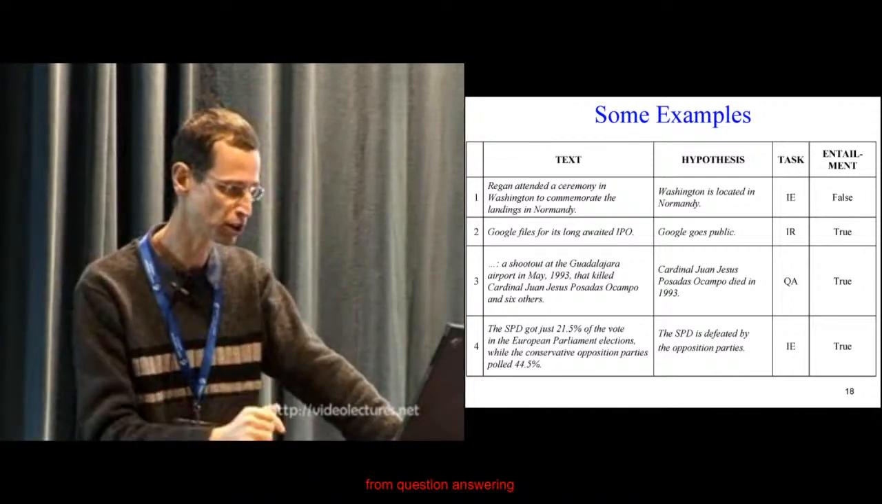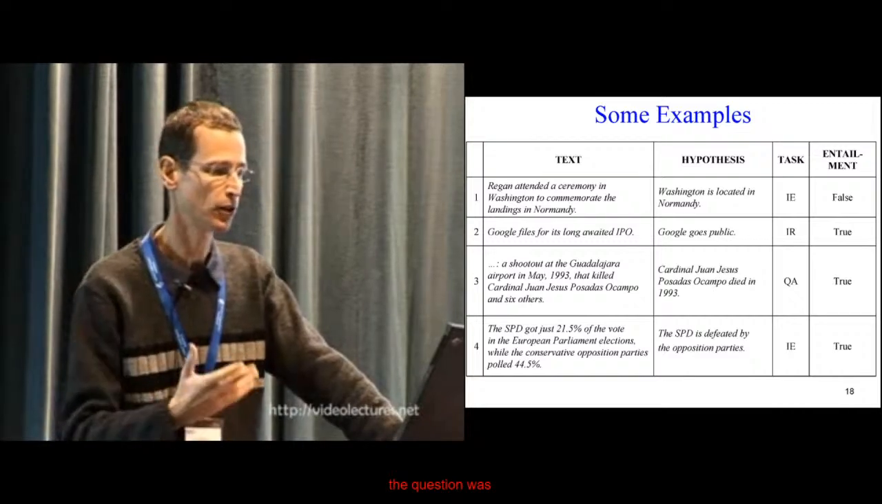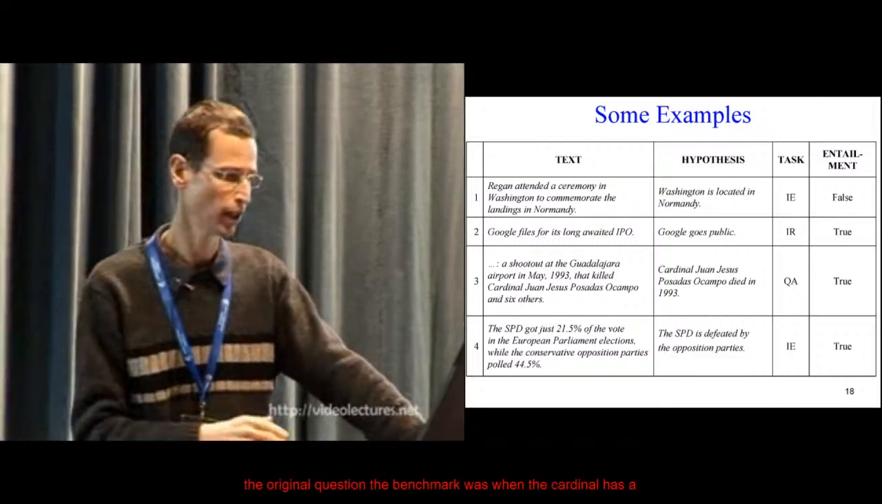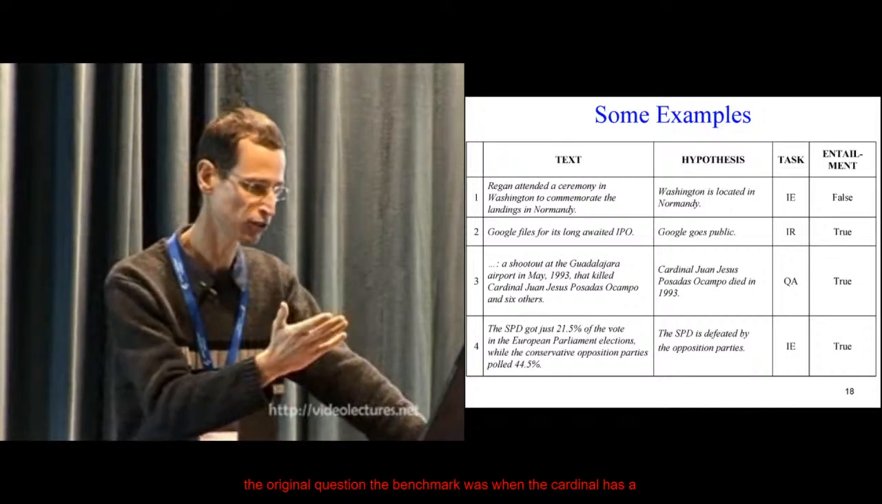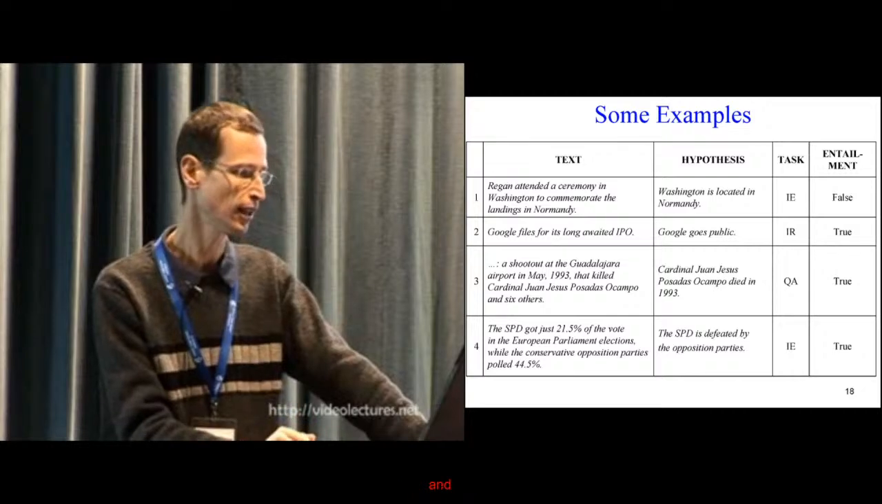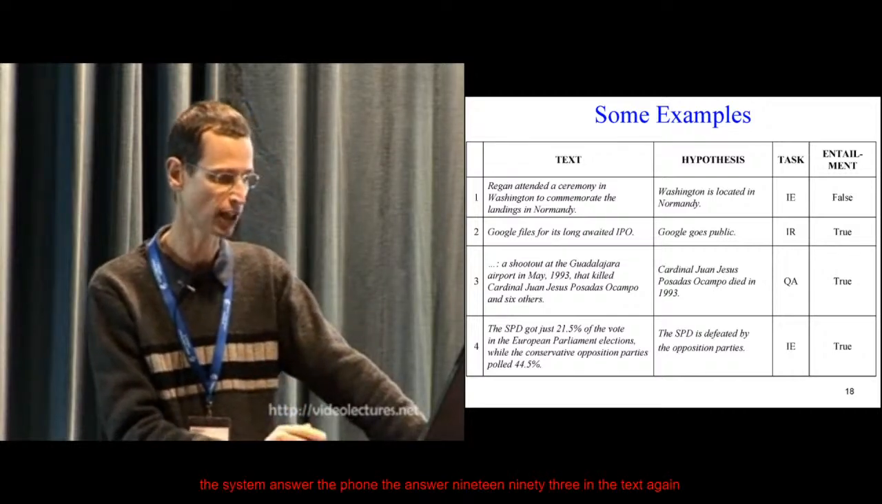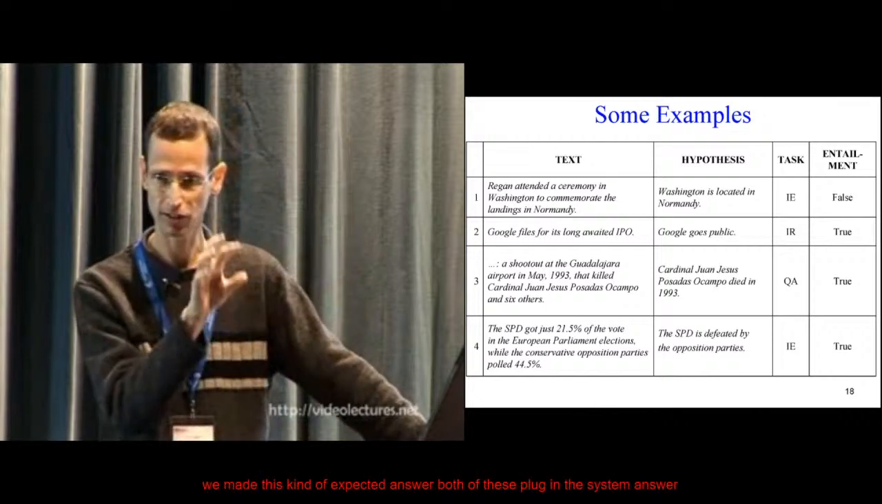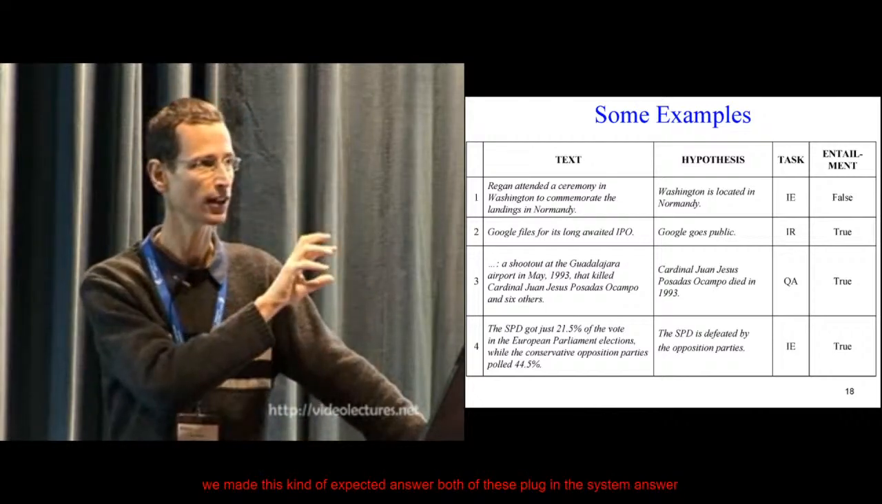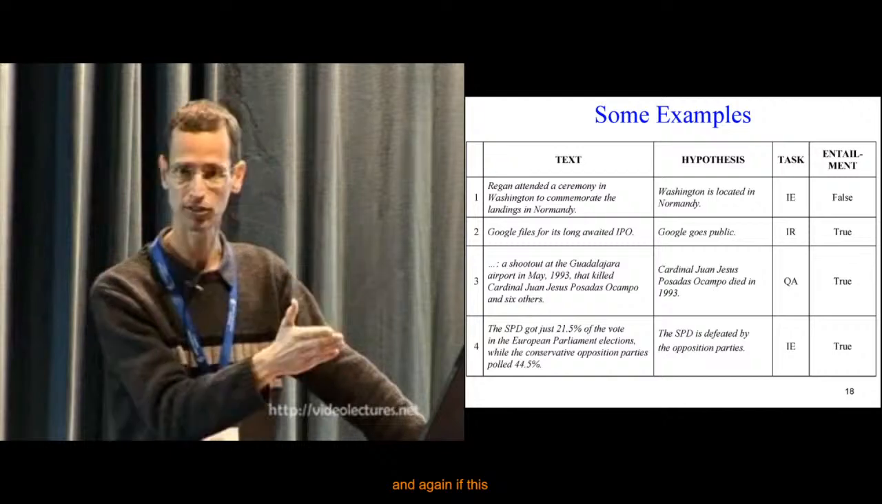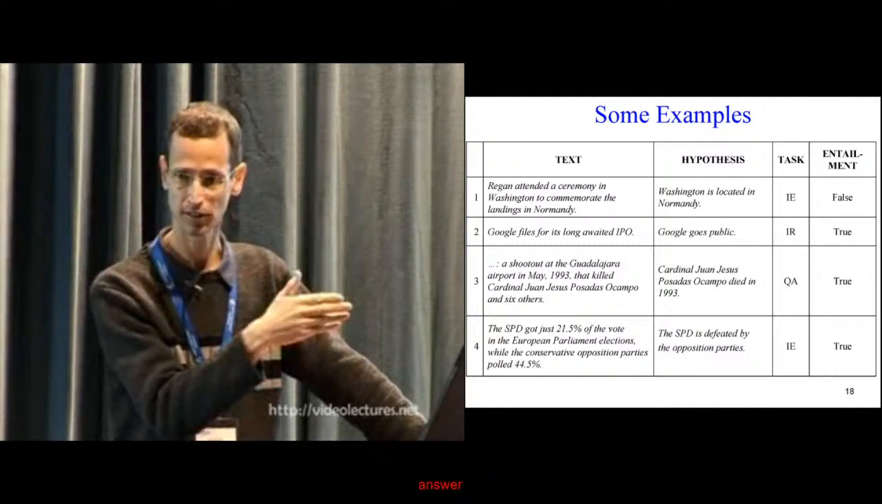Let's look at the third one, from question answering. The original question in the benchmark was when did Cardinal Jesus, etc., die? And the system found the answer 1993 in the text. Again, we made an expected answer hypothesis, plugging the system answer into the variable place. If this hypothesized answer follows from the text, then the question answering system was right and the inference is valid. Otherwise, not. In this case, of course, humans infer that this is a valid inference. So this is the type of examples we had.